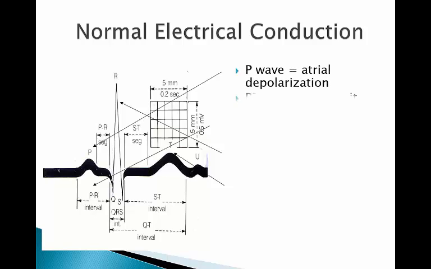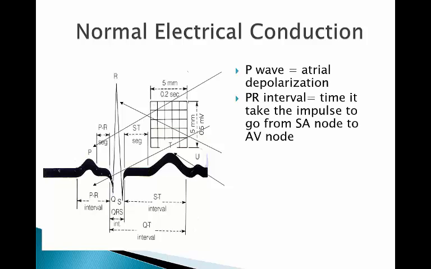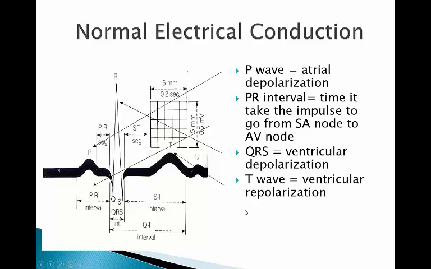All right, so there's atrial depolarization. PR is from the SA to the AV node. QRS is ventricular depolarization, and T wave is ventricular repolarization. All right.